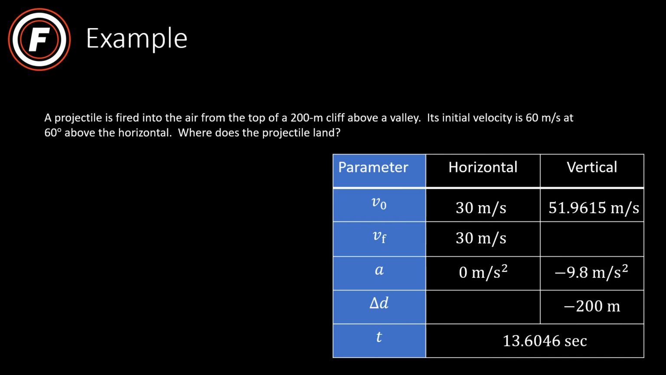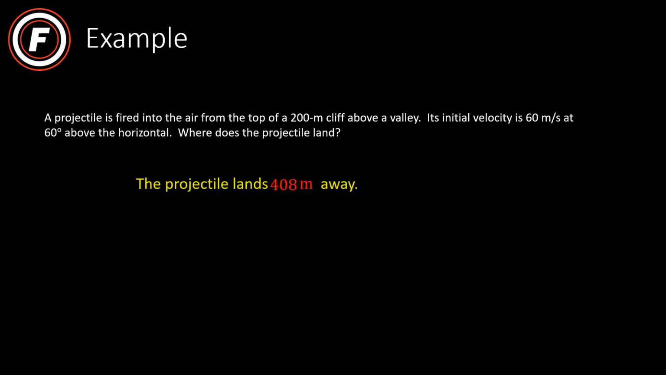Since acceleration is 0, there's only one equation that will describe motion in the horizontal direction. See for yourself. Go back to the list of kinematic equations and let acceleration equal 0. You'll either get v0 equals vf, or the rate equation you see here. Lucky us though, as this is a straightforward plug-and-chug problem. Plug in 30 meters per second and 13.6046 seconds to get the horizontal displacement of 408.138 meters, which will round to 408 meters. And that's it. Stating the solution in English, the projectile lands 408 meters away.